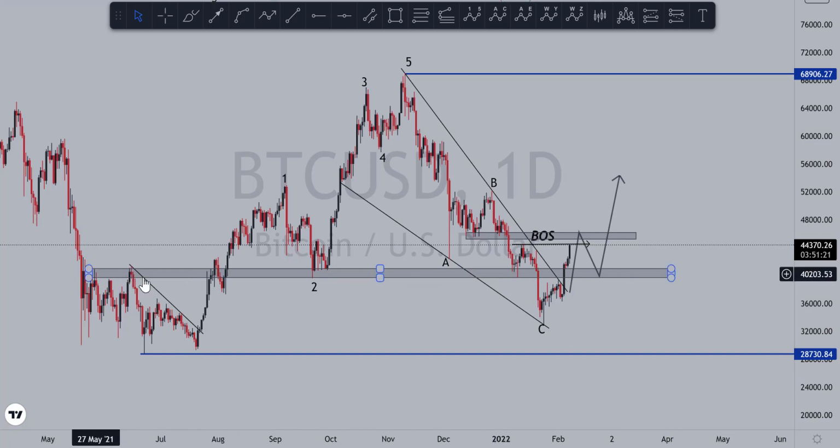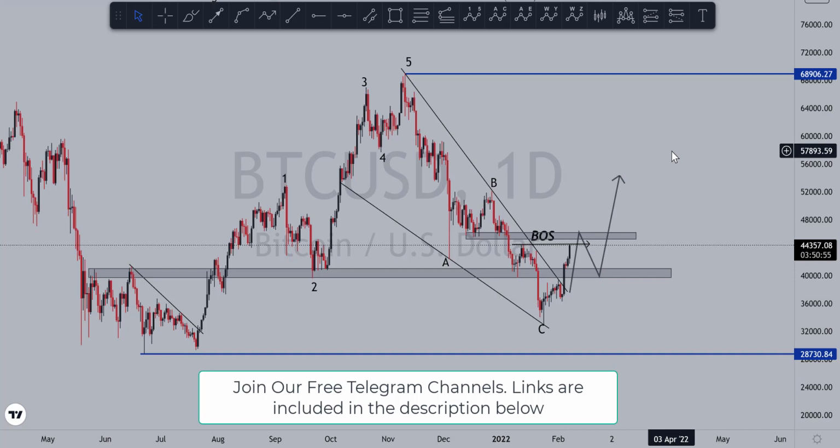This area has been acting as support for a long time. So the second wave, I will be expecting wave 2 to come into this area of support before we can get a major buy to these areas here. So I'm expecting a long-term buy on Bitcoin. But for now, they just need to break structure there. After they break structure, they trade into this, then we sell up to this area here before we can buy to the upside. That's what I have on Bitcoin.